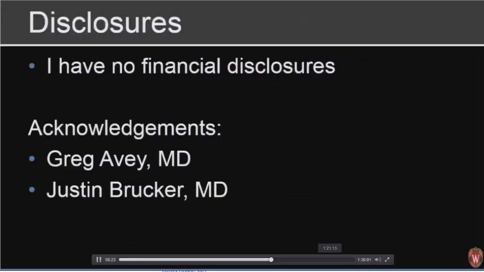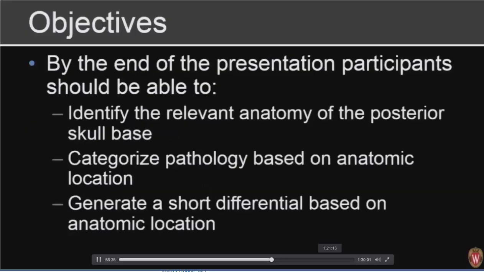So I have no disclosures, and I've got a couple of acknowledgments. I'd like to thank Greg Avey, who's one of my colleagues at UW, and then Justin Brucker, who's one of my superstar fellows. Both of them have given me a lot of cases for the talk today.